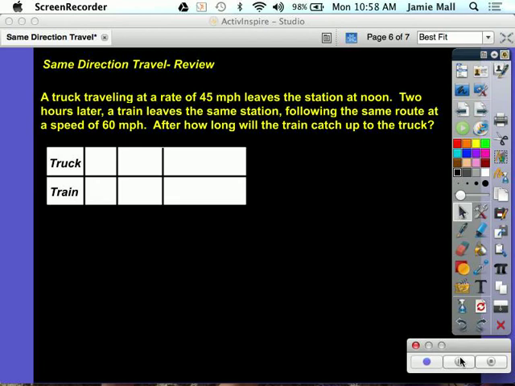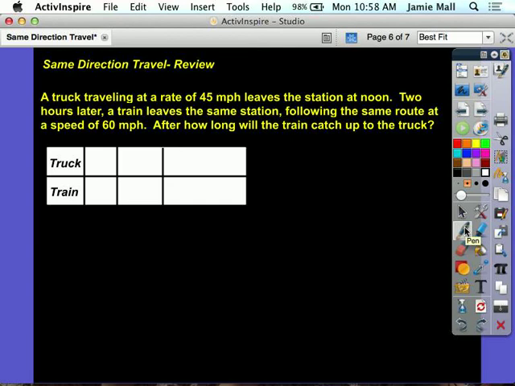So when we're talking about same direction travel, what you're going to find is a problem that looks similar to this. A truck traveling at a rate of 45 miles per hour leaves the station at noon. 2 hours later, a train leaves the same station following the same route at a speed of 60 miles per hour. After how long will the train catch up to the truck?